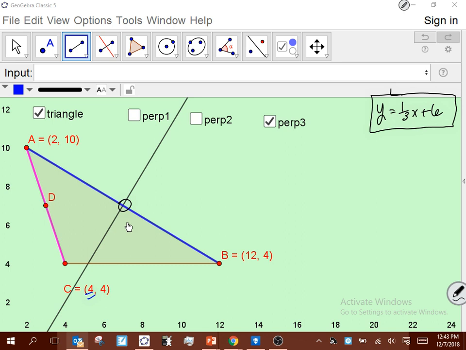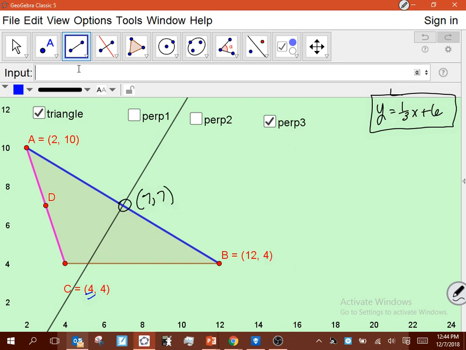It's the midpoint, right? So we should be able to add our x's and divide by 2. So 2 plus 12, 14. 14 divided by 2 gives me 7. 10 plus 4, 14 again, so 7. So my ordered pair is (7, 7).